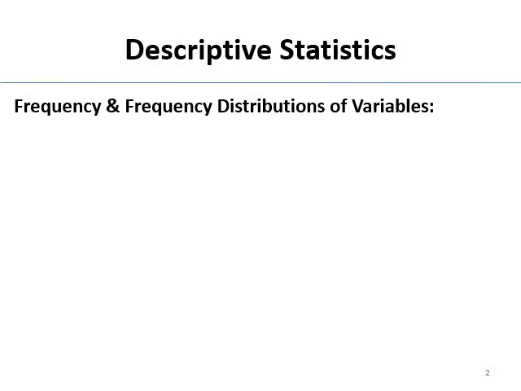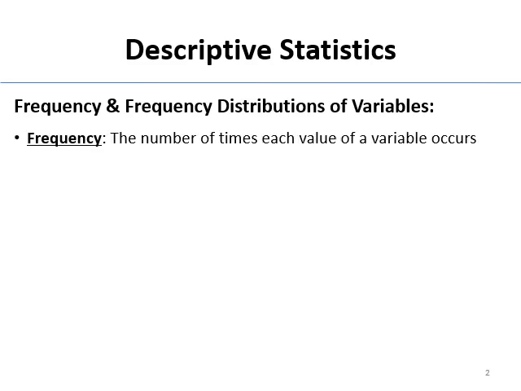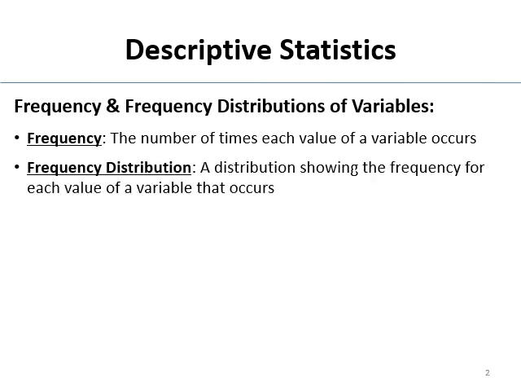Let's first talk about types of descriptive statistics called frequencies and frequency distributions. So what is a frequency? Well, it's the number of times that a value of a variable occurs. So, if there's 25 redheads in a group, their frequency of redheads is 25. A frequency distribution is a distribution of the number of times that each value of a variable occurs in the distribution. So it is basically a distribution of frequencies for a variable.